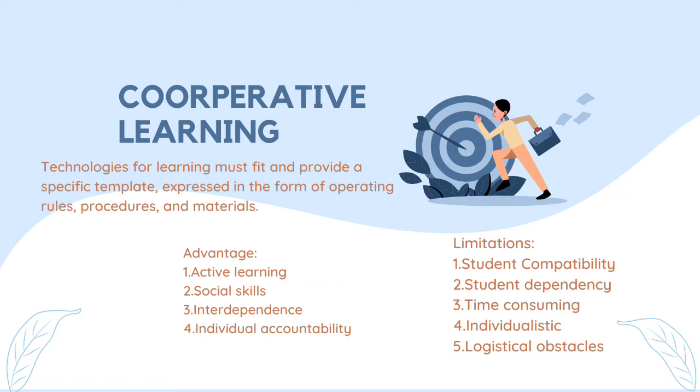The next is time consuming. Cooperative learning requires more time to cover the same amount of content than other methods do. The next is individualist. Individuals who prefer to work independently don't like cooperative learning. And the last one is logistical obstacle. The teacher must arrange a lot of information, students' responsibilities, and assessment activities.